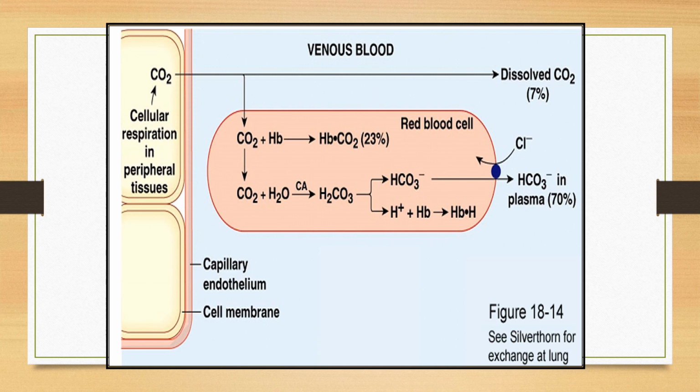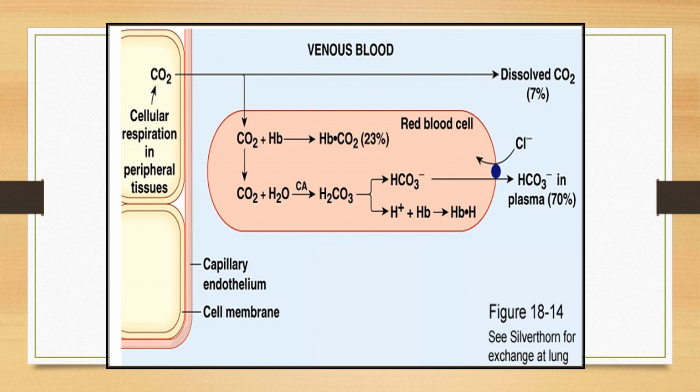Some amount is physically dissolved, and the remaining goes to the RBCs, either binding with the hemoglobin protein as carbamino, or combining with water in the presence of the carbonic anhydrase enzyme to become carbonic acid, and this carbonic acid is very weak and dissociates into hydrogen and bicarbonate. The hydrogen is buffered by hemoglobin, so it accelerates unloading of oxygen, meaning the hemoglobin will release oxygen to carry this hydrogen.